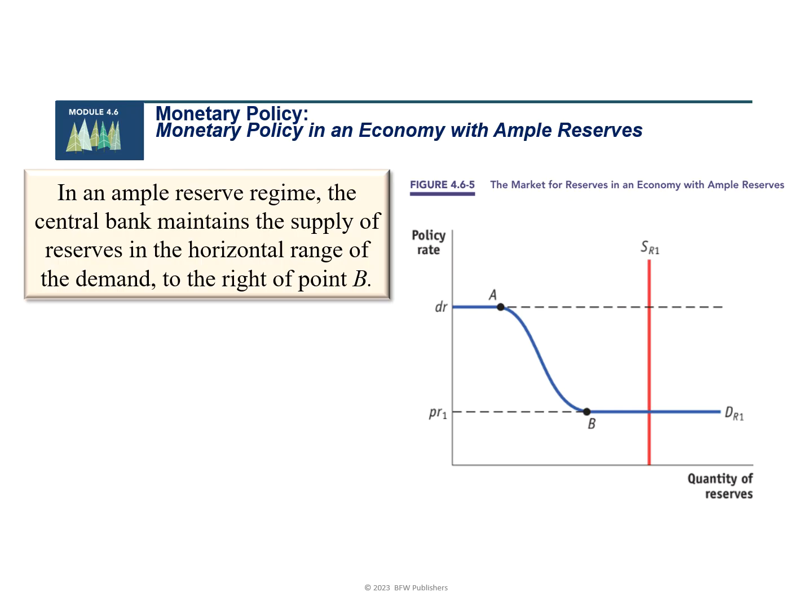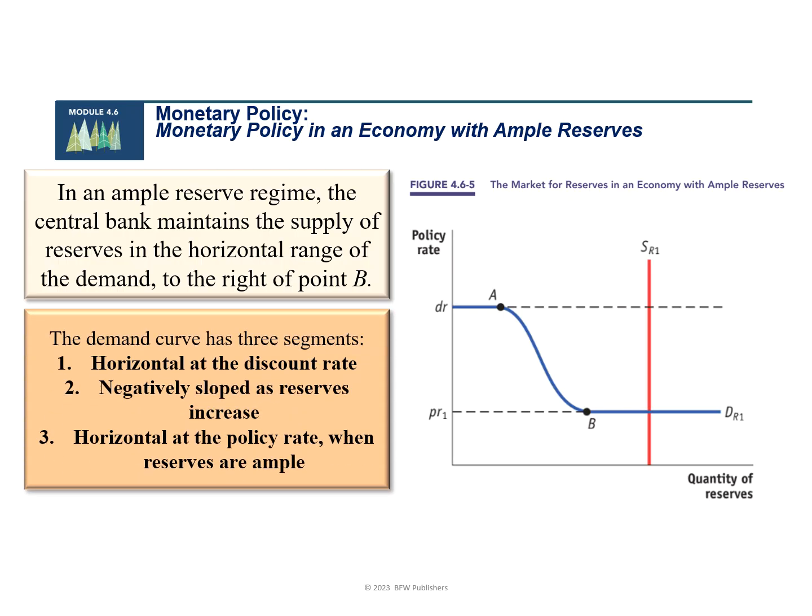On this graph, the Fed funds rate, or central bank policy rate, is measured on the vertical axis. The horizontal axis measures the quantity of reserves demanded by commercial banks and the supply of reserves maintained by the Fed. In an ample reserves regime, the central bank maintains the supply of reserves in the horizontal range of the demand. On this graph, this is represented as any point to the right of point B.